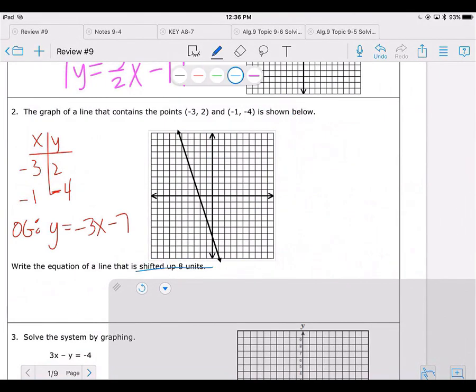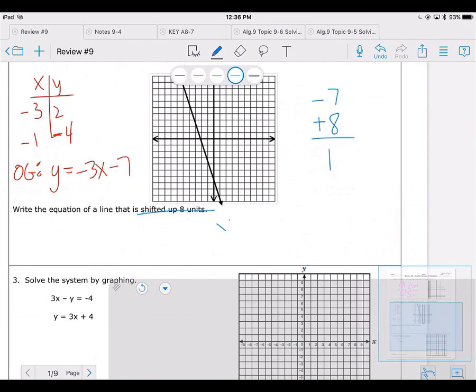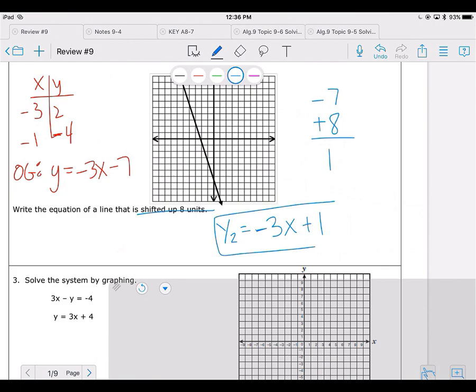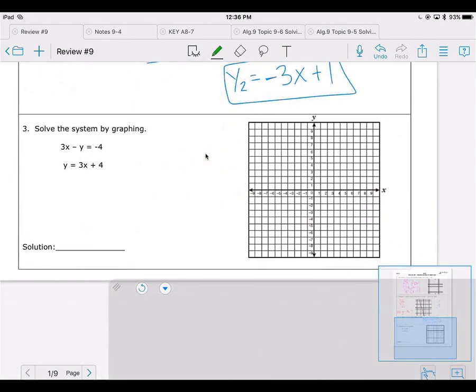Now, if we are shifting this up 8 units, we are changing the y-intercept. When I add for my new equation, my slope is staying exactly the same. My y-intercept becomes a positive 1. Now, we could find that just by adding 8 to my y-intercept, but I still have to find the slope to know the equation.